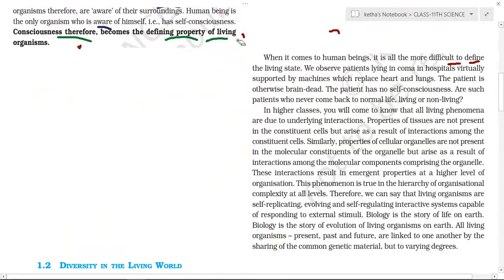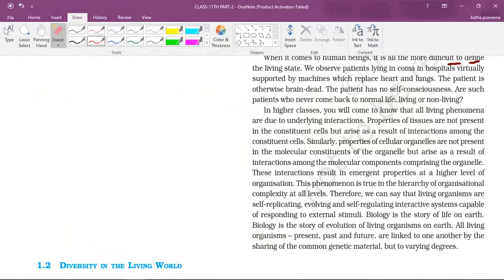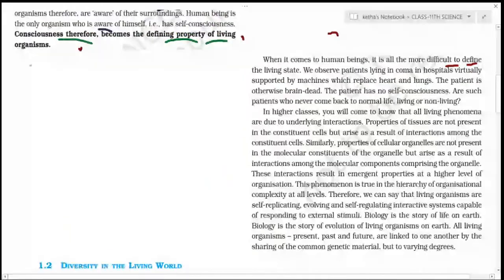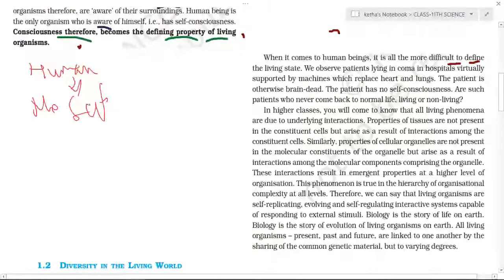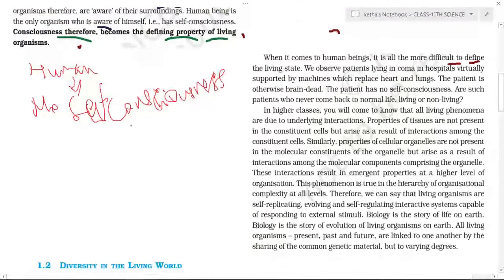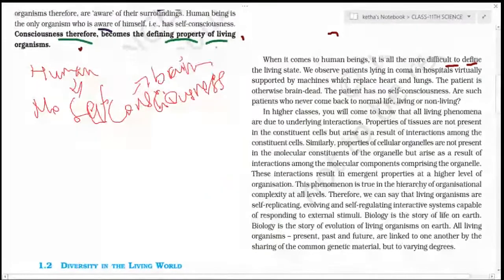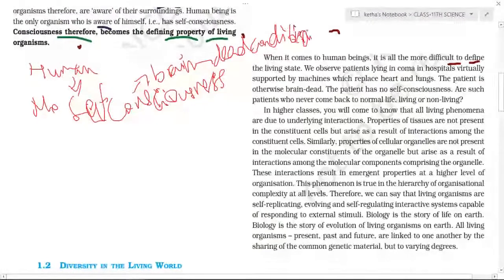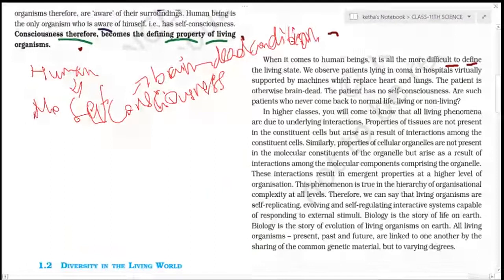So the patient does not have any self consciousness, which means he is not in a conscious state. Why? Because his brain is already dead. That is why he has no self consciousness.